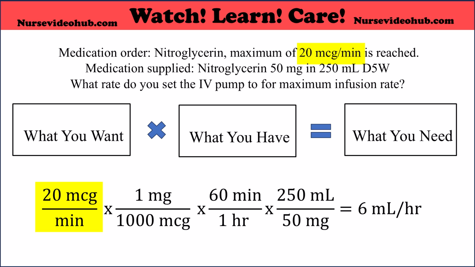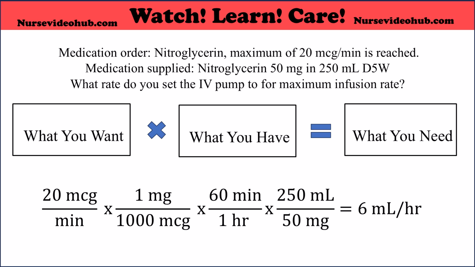The prescribed dose is 20 micrograms per minute, but the supplied medication is in milligrams, 50 milligrams in 250 milliliters of D5W. You need to convert the desired dose from micrograms to milligrams. Add the conversion factor of 1 milligram over 1,000 micrograms to the equation. To determine the IV pump rate, you need to convert from milligrams per minute to milligrams per hour. Add the conversion factor of 60 minutes over 1 hour to the equation.